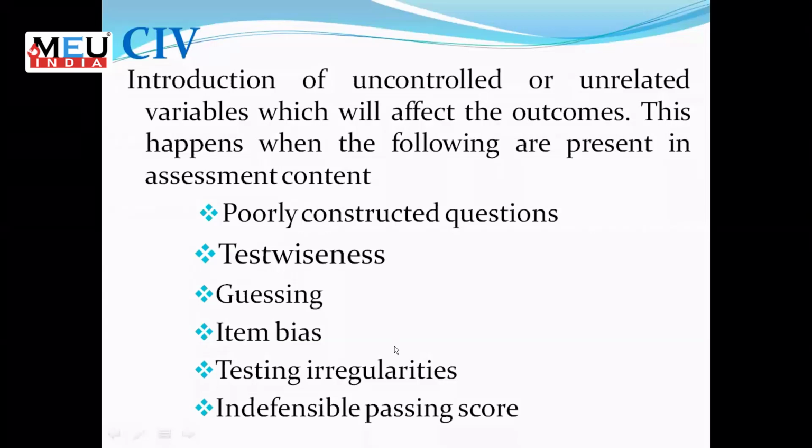And item bias. There will be a bias in the choices, like none of the above, all of the above, and so on. If such options are there, that will be an item bias. And testing irregularities. This testing irregularity is when the one who constructs the paper is a different person from the one who assesses the answer paper. This is testing irregularities. An indefensible passing score: that means the question paper will be too easy to pass or too tough to pass. This we call an indefensible passing score.